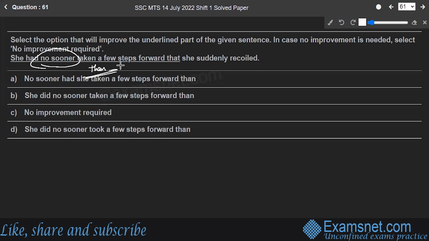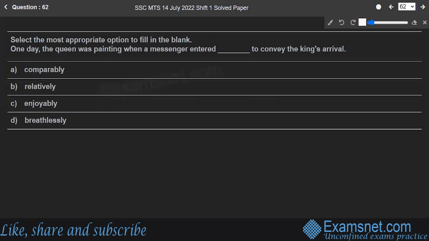For example, we say, no sooner had they started their walk than it started to rain. Okay, so the correct one will be, no sooner had she taken a few steps forward than she suddenly recoiled. Option A is the best fit into the underlying part of the sentence. So here is our answer. Hope you're clear. Next is question number 62.